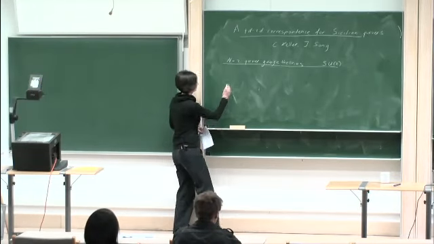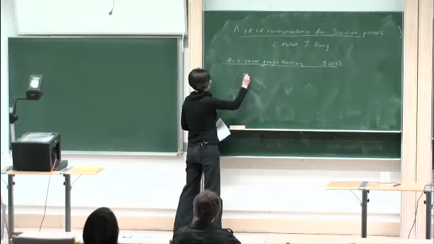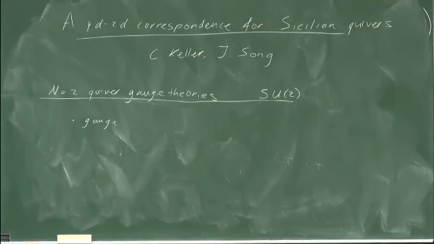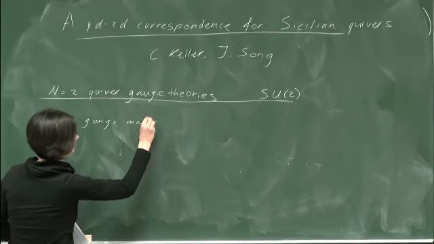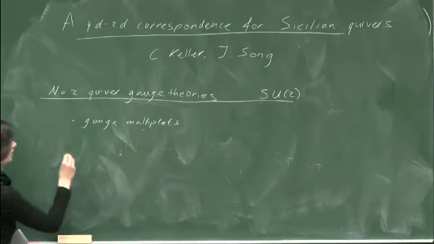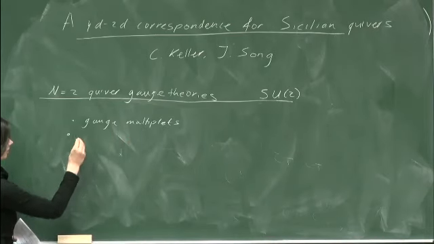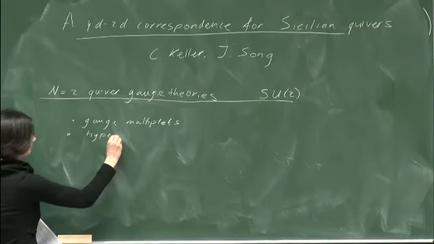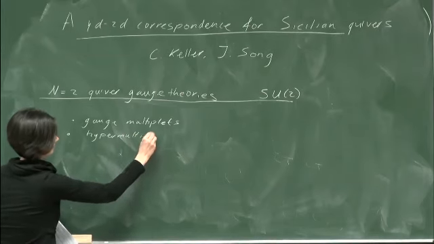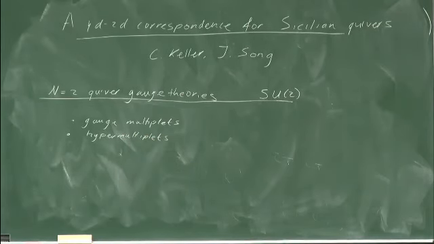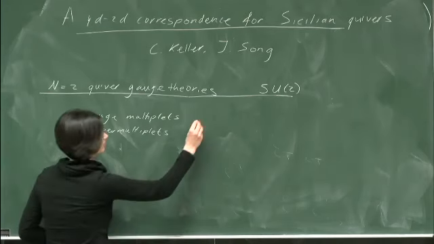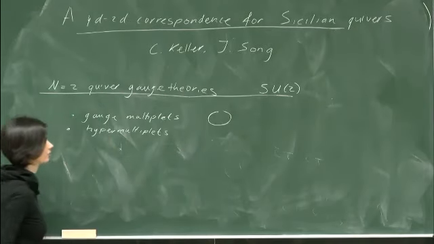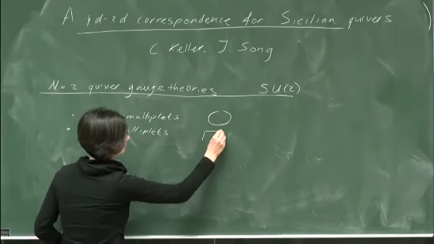Well, N=2 theories consist of gauge multiplets, and the matter is organized in hypermultiplets. And the way I denote these quivers is in terms of a picture, where gauge multiplets are represented by round boxes and hypermultiplets will be represented by square boxes.